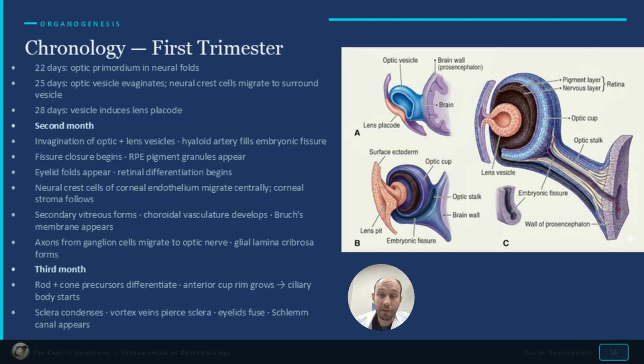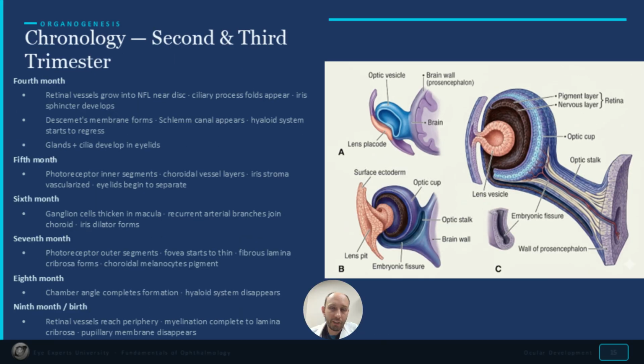We start getting retinal differentiation, we start seeing the lens vesicle, the hyaloid artery forms, and we start seeing axons from ganglion cells migrate to the optic nerve. In the third month, the retinal cone and rod precursors start forming, and the sclera kind of starts taking shape. Over the next 6 months is when the rest of the eye forms.